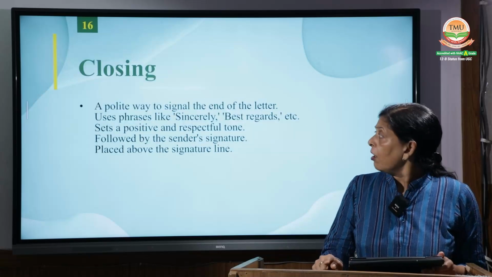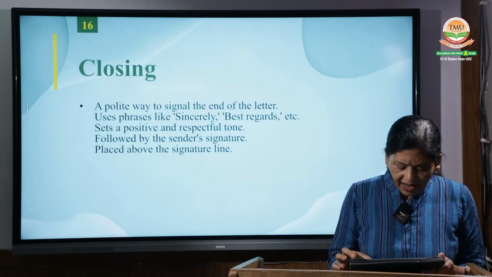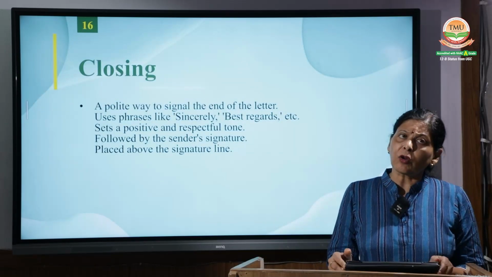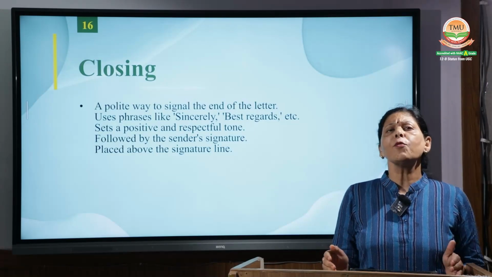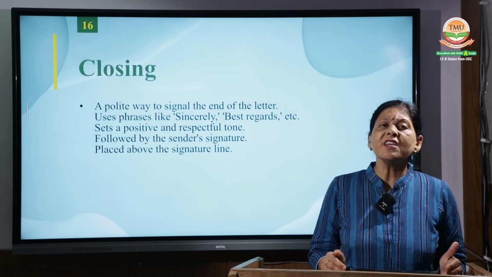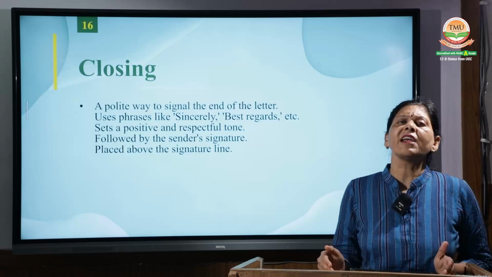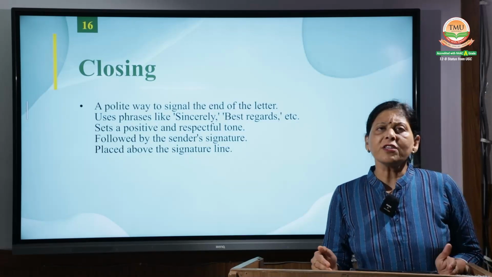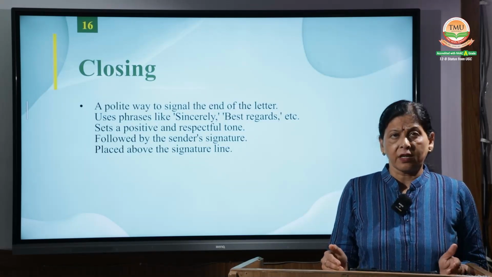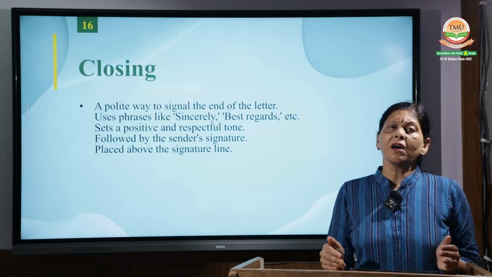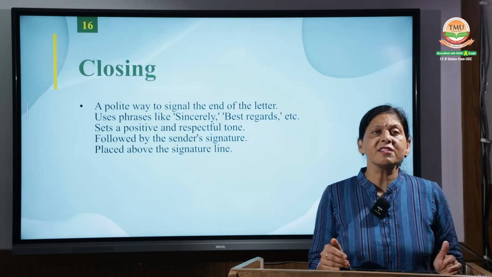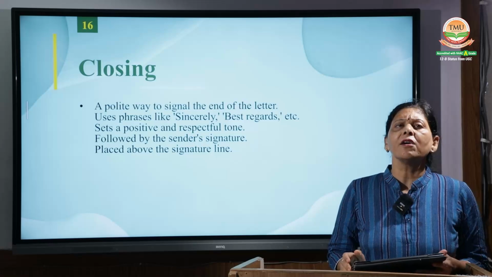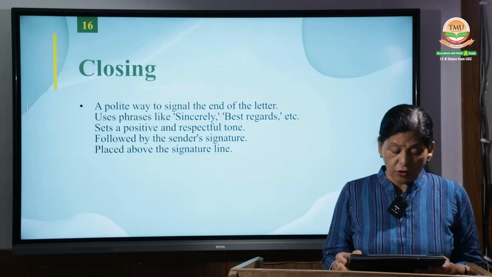Then after the body, we have the closing. Closing, as I said, can be in the signature block also. In some books and some sites, you can see that the signature block has four things. That is, yours sincerely, which is the closing. Then, after leaving one line, it is the signature, and then the name and the designation of the person.